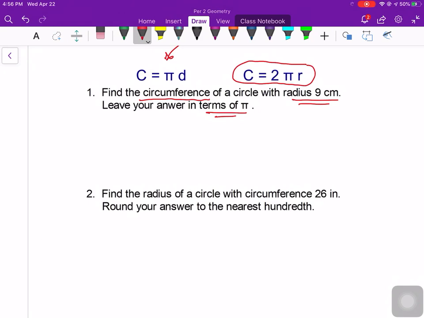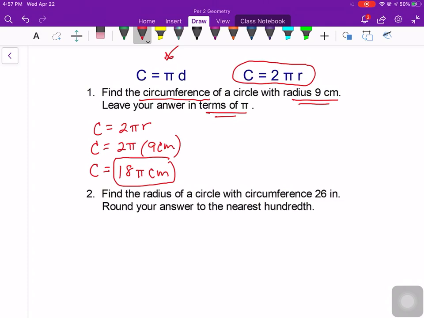Because they gave us the radius, we'll use the formula circumference equals 2 times pi times the radius. And then we'll fill in the radius. Circumference equals 2 times pi times 9 centimeters. When we work that out, we won't put the pi into our calculator because it says leave in terms of pi. So 2 times 9 gives us 18 pi centimeters. And that's a piece of the perimeter.